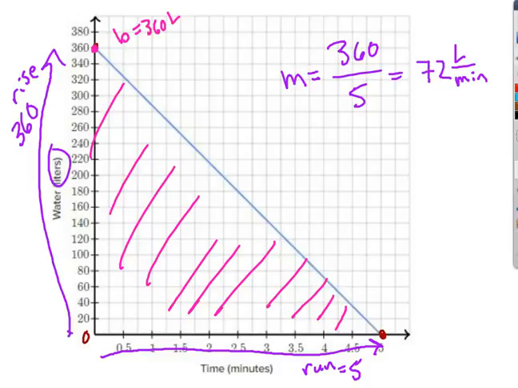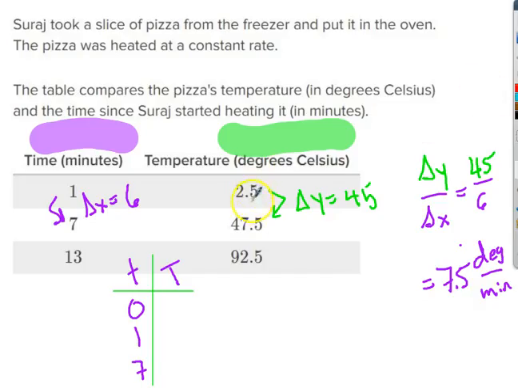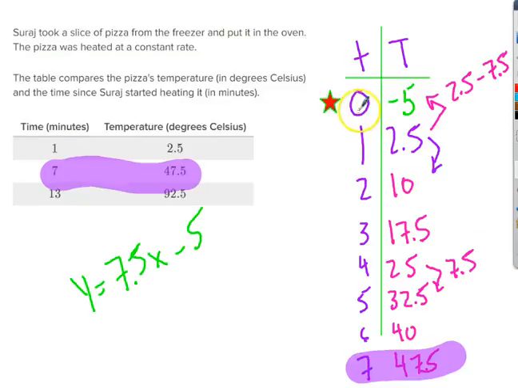Again, to summarize how to find slope and intercept in each representation: using a graph, you find the slope with a triangle, and the intercept is where the graph starts. So this equation would have been 72x plus 360, because it started at 360. Using an equation, the speed is always in front of the variable, and the start is by itself. Using a table, you subtract, divide, and that will find the slope. And then in order to find the intercepts, we had to figure out where x was equal to 0.